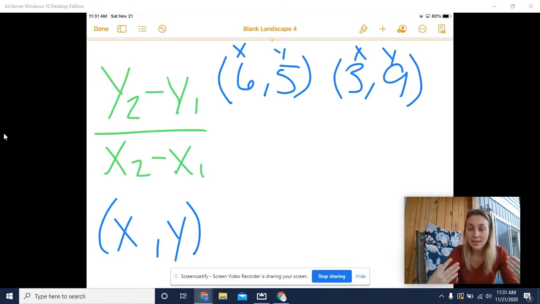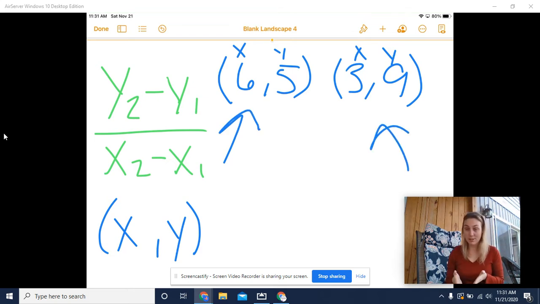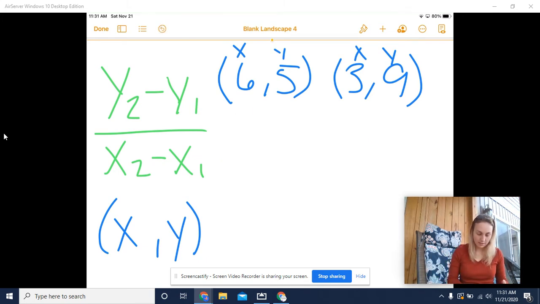What I like to do is make the first coordinate I see, so this one, x1 and y1, and then the second coordinate I see, which is this one, x2 and y2, and then just go ahead and put it into the formula. So again, I'm going to make this x1 and y1 because it's the first coordinate I see, and I'll make this x2 and y2 because it's the second coordinate I see. And now that I have those labeled, I can put them into the slope formula, which is this bad boy right here.